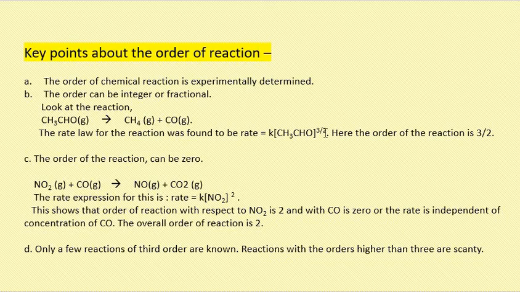It could be 0 also. Now one more reaction where nitrogen dioxide is combining with carbon monoxide to give you nitric oxide and carbon dioxide. The rate expression is K multiplied by nitrogen dioxide concentration raised to power 2. And here carbon monoxide is not at all considered because its concentration is not affecting the rate of reaction. So the order of reaction is 2, or I would say this is a second order reaction. Very few reactions of third order are known. Reactions with orders higher than 3 are very rare.